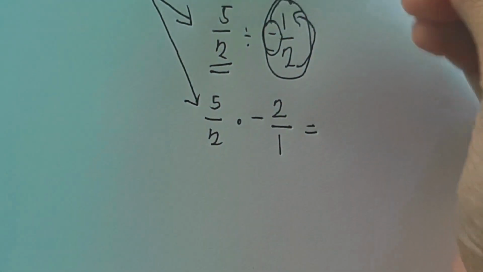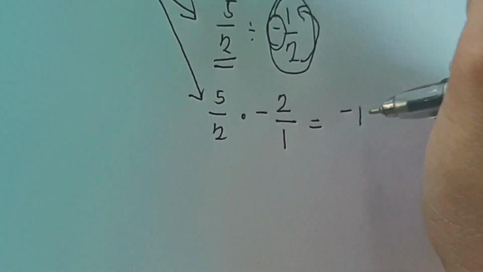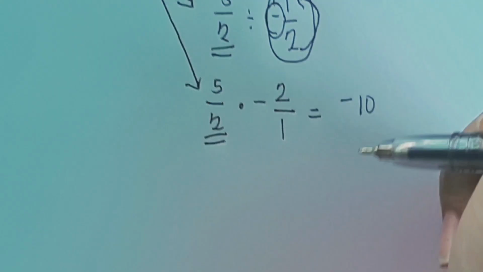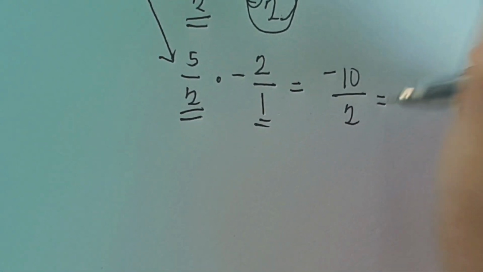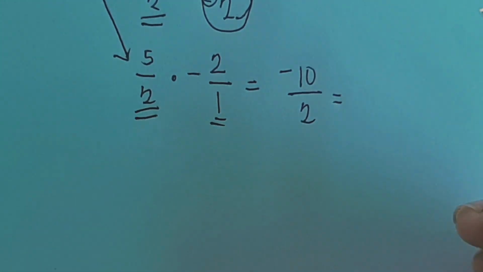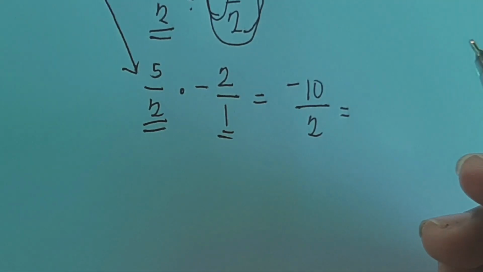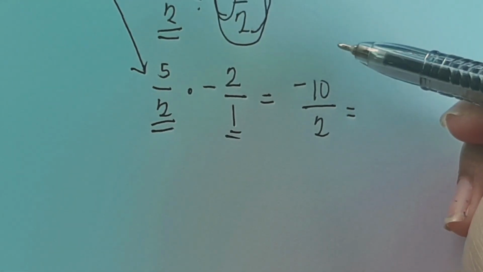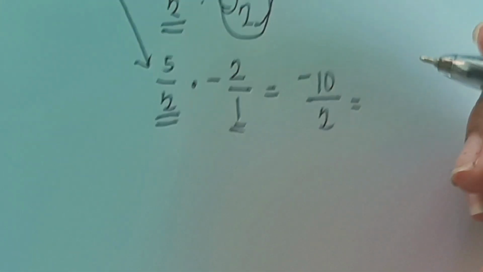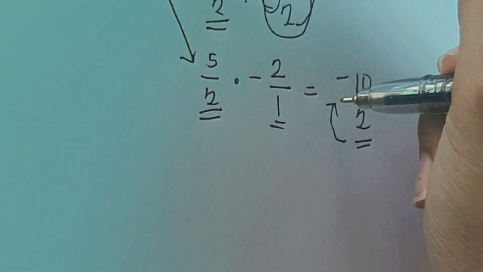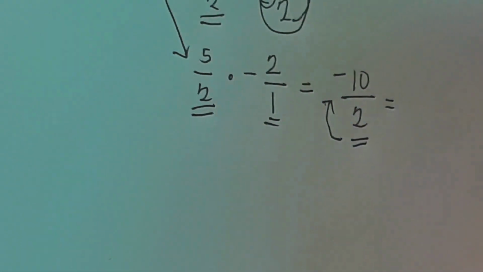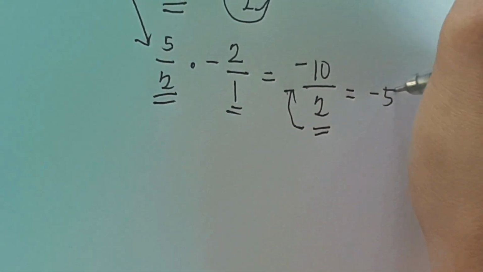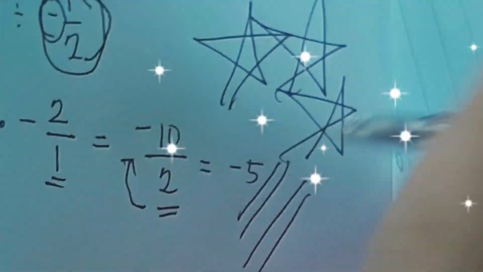And after that, we're just going to answer it. 5 times negative 2, it will become negative 10. And then 2 times 1, it will become 2. Is it our final answer? No. You know why? Because it can be transformed into our lowest term. So, we're going to divide negative 10 over 2. So, the answer will be negative 5. Yes. We have star. Yes, excellent.